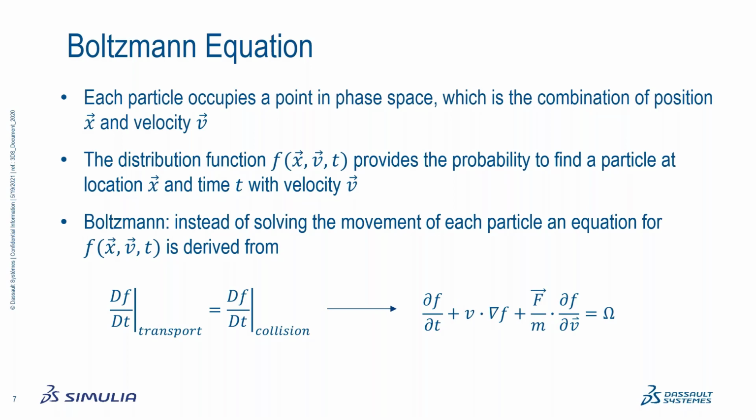The first term is the temporal change of the distribution function. The second term is the convective change of the distribution function. The third term is due to external forces. And on the right-hand side, we see the collision term omega. For now, we would like to neglect the body forces so that our Boltzmann equation simplifies.